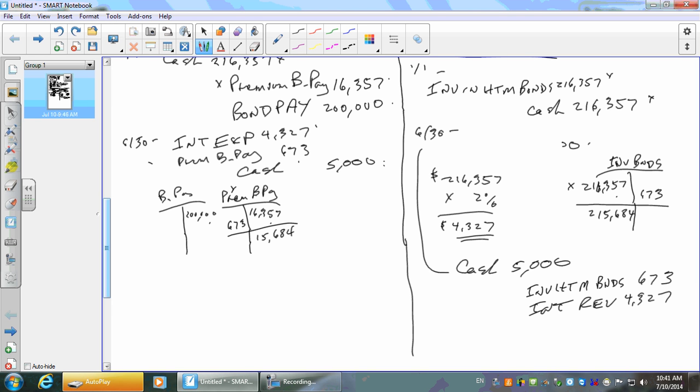Do the next two payments. Do December 31st of this year and June 30th next year. Do them both. They're going to have different interest expense, different interest revenue, but it's the same calculation, isn't it? It's the same journal, you just do different numbers.